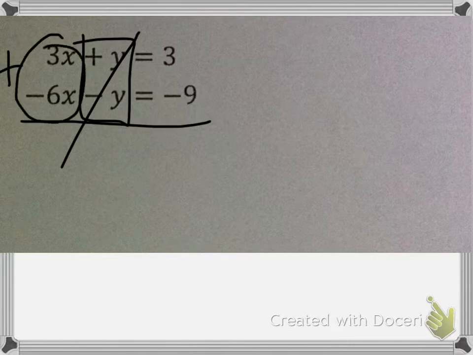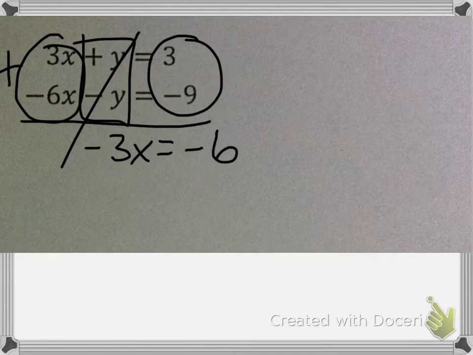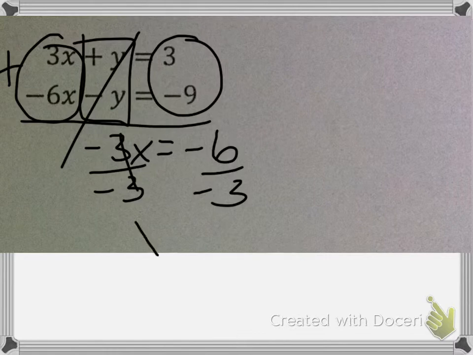The 3 minus 6 combines to give us a negative 3x, and that's equal to the sum of 3 and negative 9, which is negative 6. Now we're just going to divide each side to isolate, and we're left with the mystery number is positive 2 because of that negative divided by a negative.